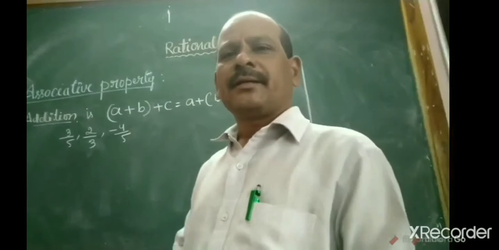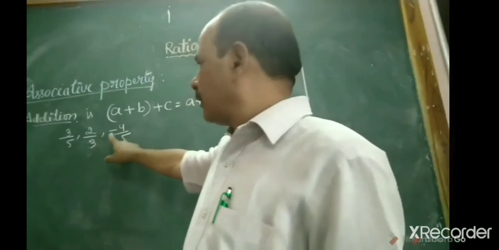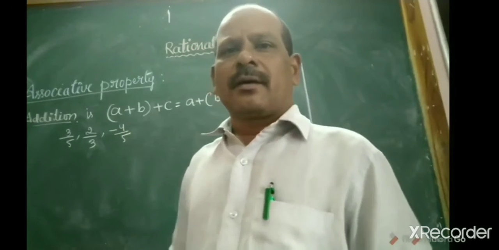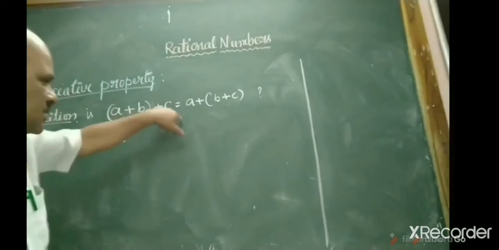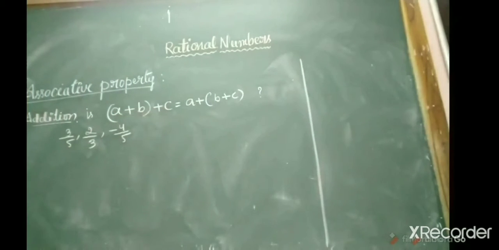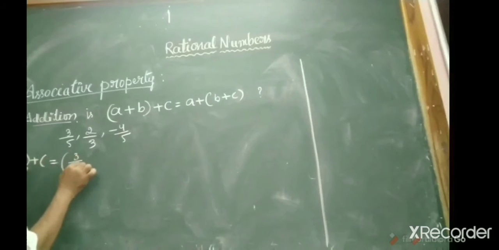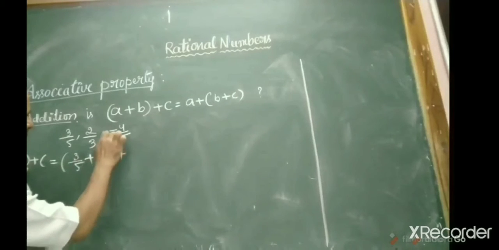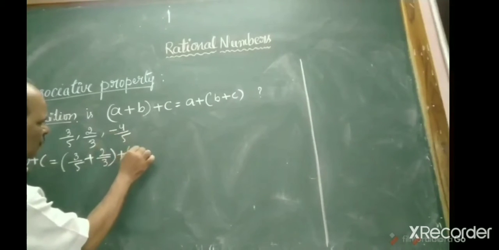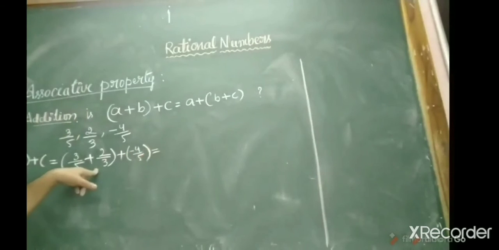Now, I am taking three rational numbers: 3 by 5, 2 by 3, minus 4 by 5. We are going to do the LHS, that is, bracket of A plus B plus C. A plus B, that is 3 by 5 plus 2 by 3 plus, because of this minus I am putting it in brackets, minus 4 by 5, is equal to, do the simplification.